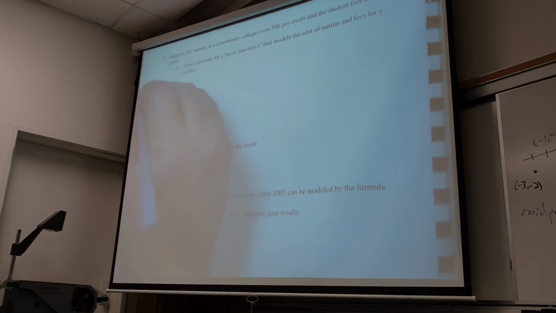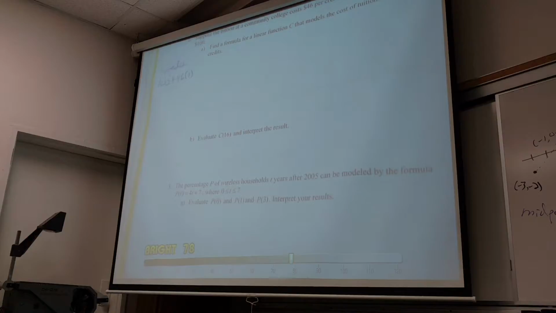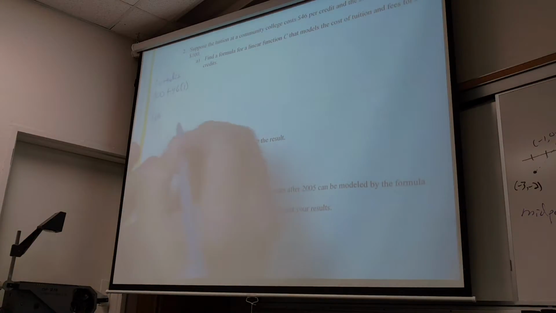Yeah, so 1 credit would be the fixed cost plus $46 times 1. 2 credits would be what? Fixed cost plus 46 times 2. So $100 they have to pay no matter what, plus $46 per credit. So if you want to take 2 credits, it would be 100 plus 46 times 2. Let me stop there for a second.